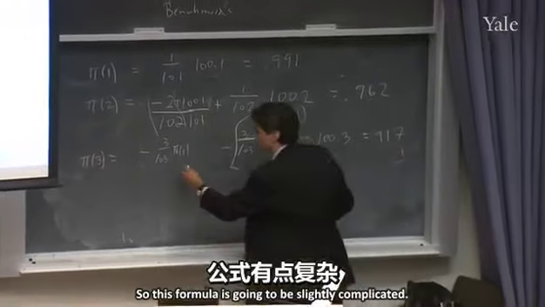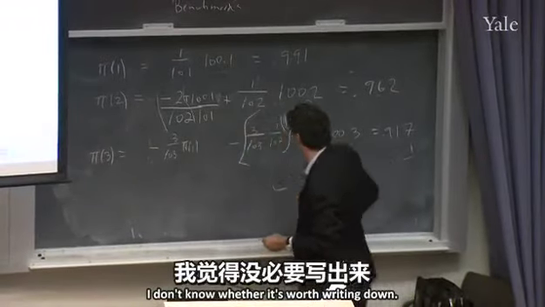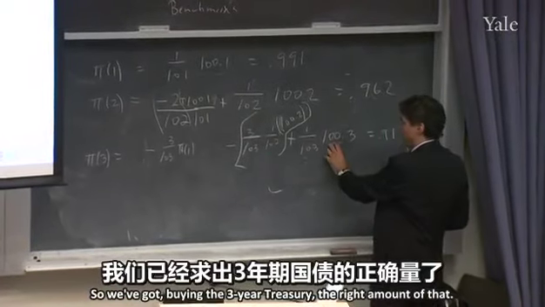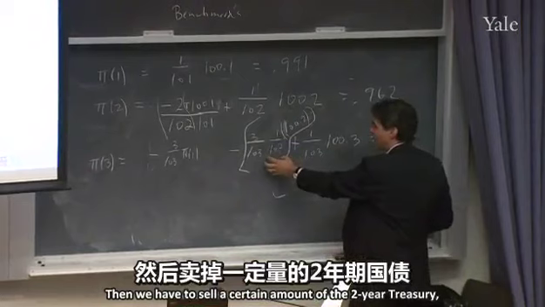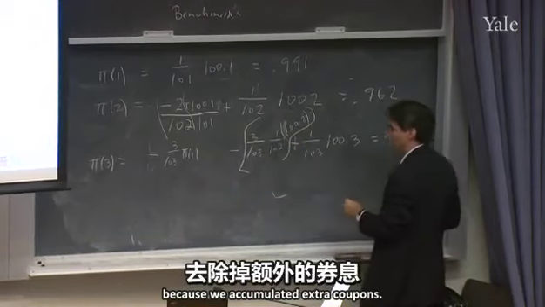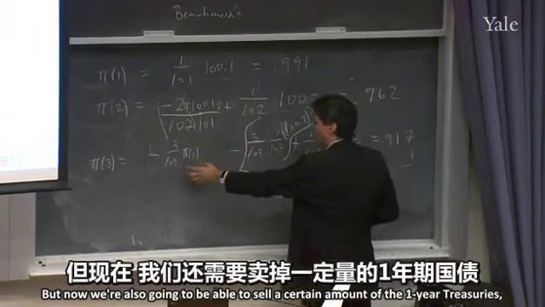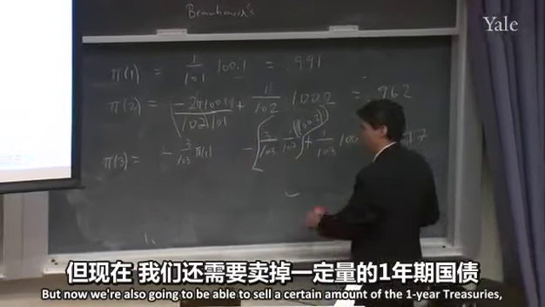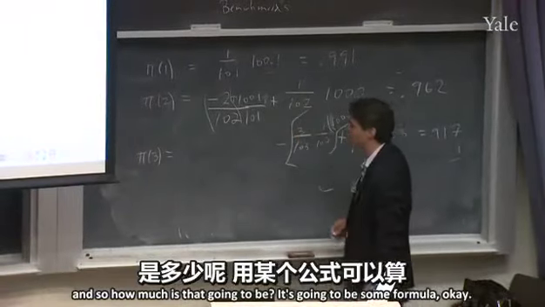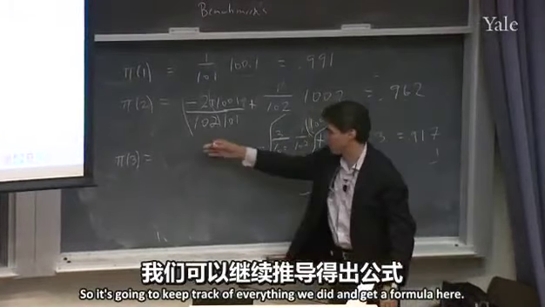Okay, so this formula is going to be slightly complicated. I don't know whether it's worth writing down. So we've got buying the 3-year Treasury, the right amount of that. Then we have to sell a certain amount of the 2-year Treasury, okay, because we accumulated extra coupons. But now we're also going to be able to sell a certain amount of the 1-year Treasuries. And so how much is that going to be? It's going to be some formula, okay? So it's going to keep track of everything we did and get a formula here.